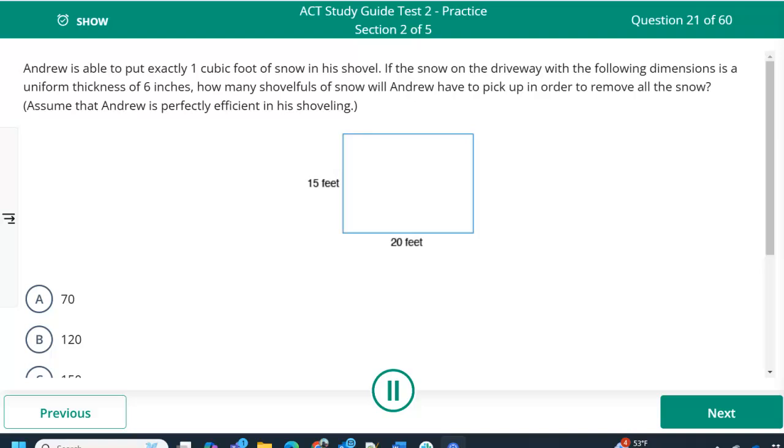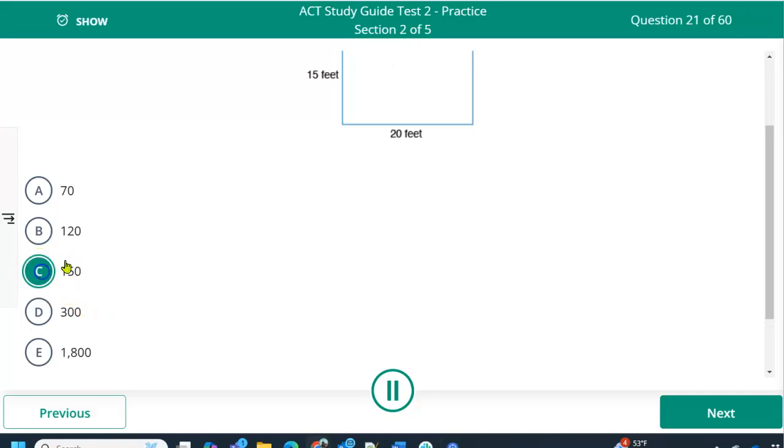A driveway of that dimension, if it's on there at a uniform thickness of 6 inches, it's better to think of that really in terms of being half a foot. So we've got the dimensions are 20 times 15. 20 feet times 15 feet is 300, the area of the driveway. The thickness of the snow is half a foot. So for cubic feet, we're going to go down to 150. And if Andrew is shoveling 1 cubic foot at a time, he's going to need 150. Yeah, 150 shovelfuls of snow. Answer C.